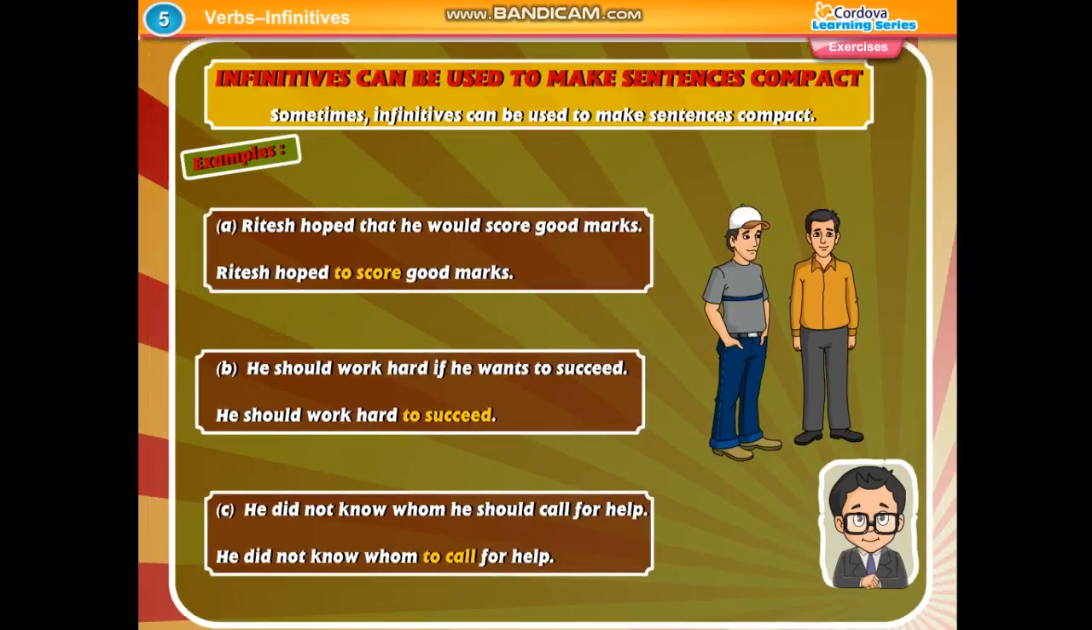Infinitives can be used to make sentences compact. Examples: Ritesh hoped that he would score good marks. Ritesh hoped to score good marks. He should work hard if he wants to succeed. He should work hard to succeed. He did not know whom he should call for help. He did not know whom to call for help.